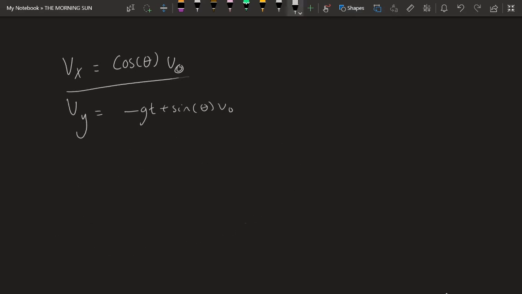We know that Vx is always constant. It doesn't depend on time. It only depends on the cosine and V0. V0 is 20. Cosine is cosine 30. In other words, it's equal to 10 radical 3. Now, Vy is equal to minus gt, which is minus 10t, plus sine 30 multiplied by 20. Sine 30 multiplied by 20 is just equal to 10.